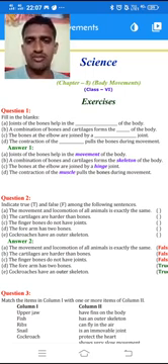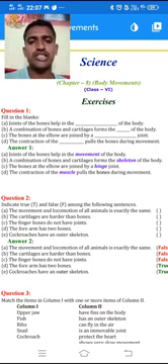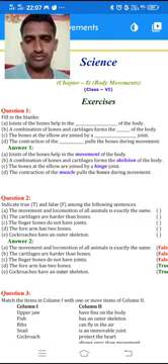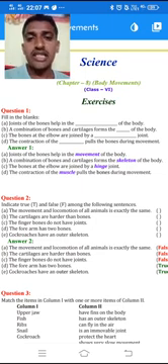Third one: the bones at the elbow are joined by dash joint. So the bone which is present at the elbow is joined by which kind of joint? Which kind of joint is present at the elbow or knees? That is hinge joint. A hinge joint allows only back and forth movement, not complete rotation.